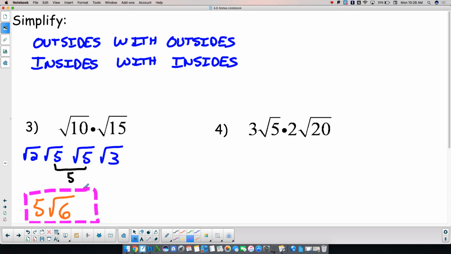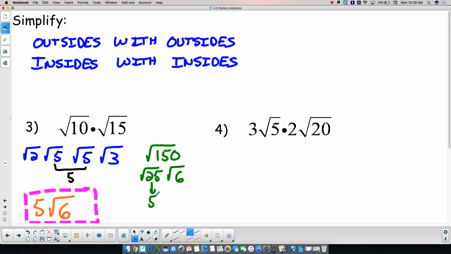If you multiply them together first, you would have gotten the square root of 150. 10 times 15 is 150. And then you would have said, hopefully, 150 is the square root of 25 times the square root of 6. Square root of 25 is 5. Square root of 6 is the square root of 6. So you get 5 times the square root of 6.